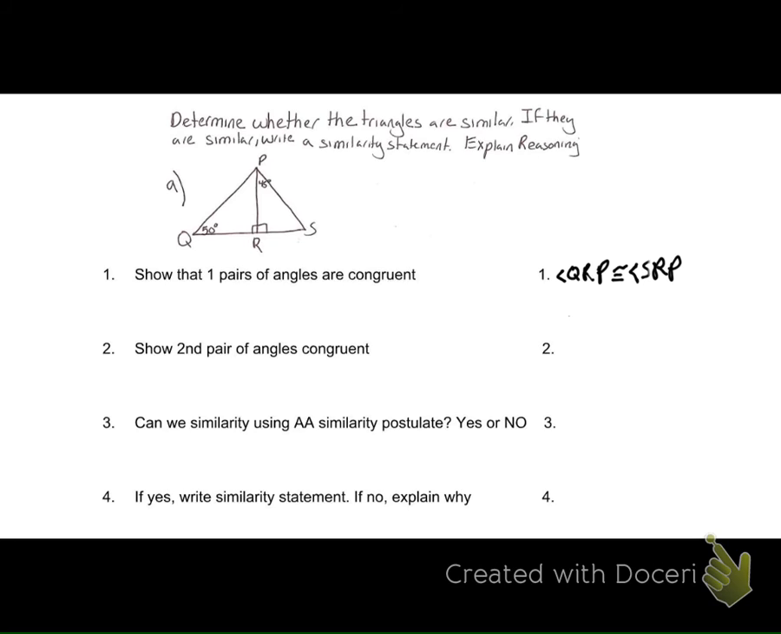So that's what we just showed right here, that angle R is congruent to angle R. That's what this one right here said. So our next step is to show that one of these two angles is congruent. We can either solve for angle Q or angle S. Angle S has fewer letters, so I'm going to solve for angle S.